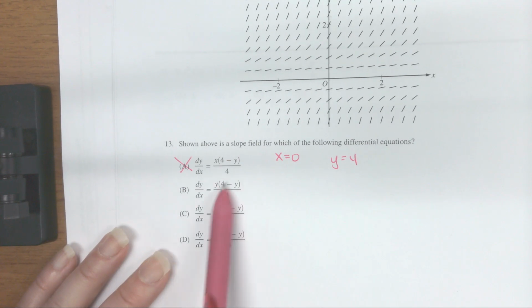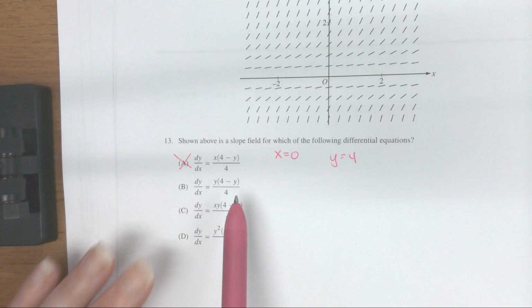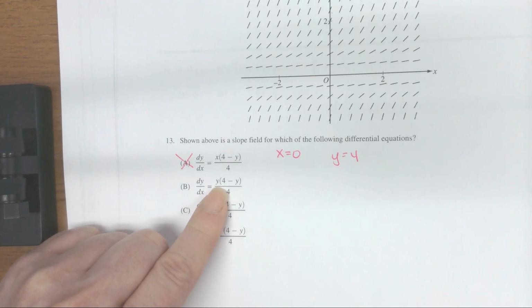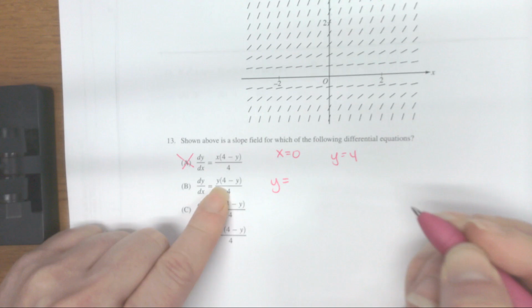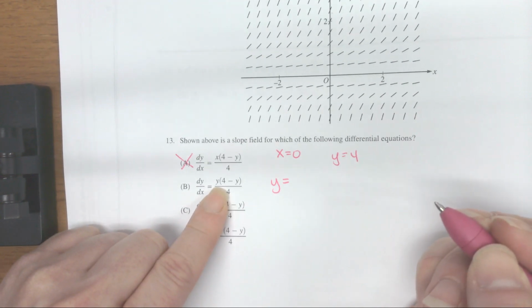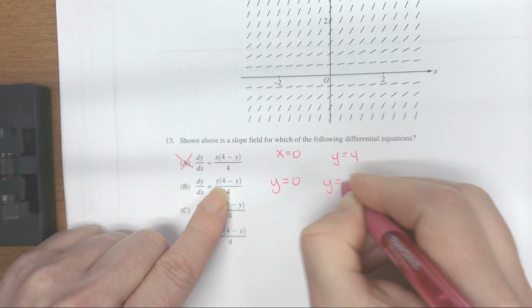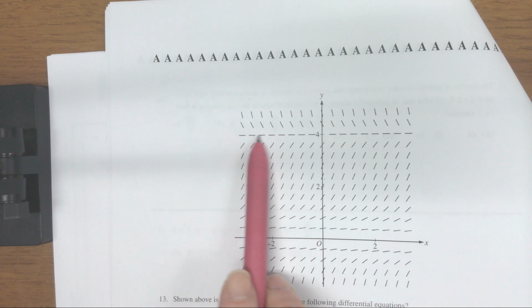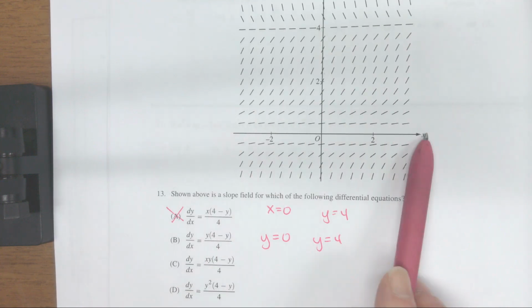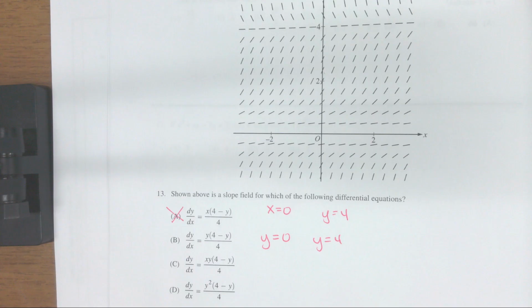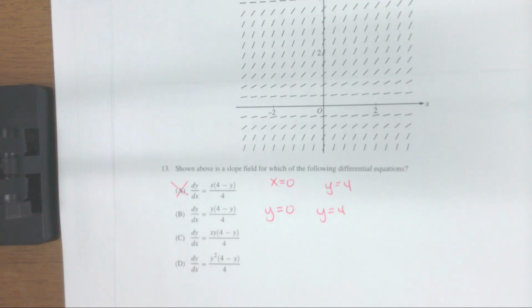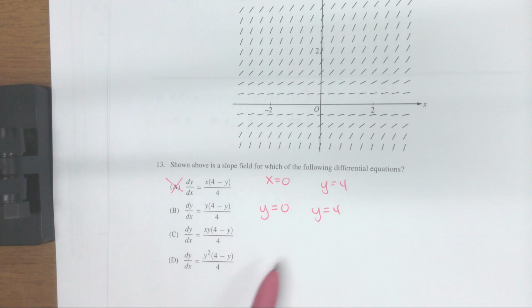So let's take a look at this one. Where would the 0 slopes be on this one? Y equals 0 and y equals 4. Okay, this is a possibility. So then I need to start putting in some points and seeing if they match.